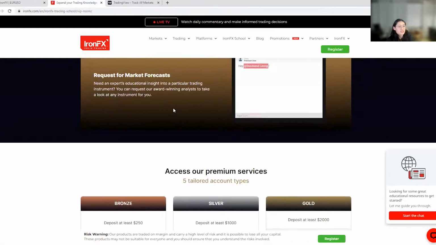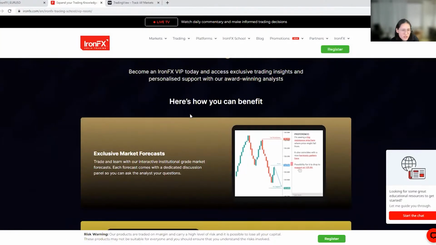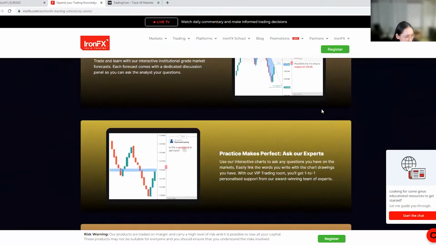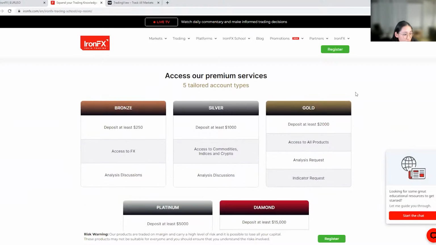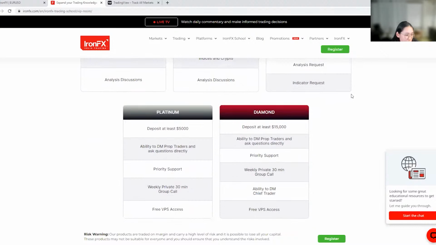So IronFX actually has a VIP trading room. Not sure if you guys know, but I'm just going to let you know right now. Depending on your deposit, you can access the different premiums. This is on the ironfx.com website. You can just take a look over here and you get VIP room access.